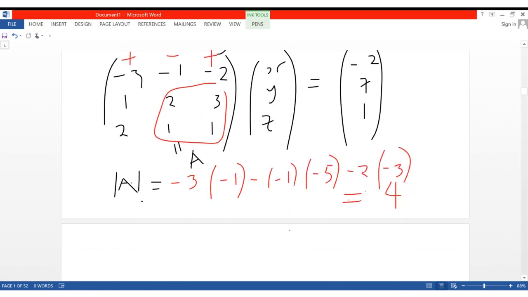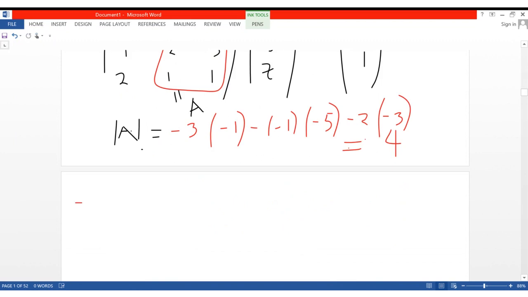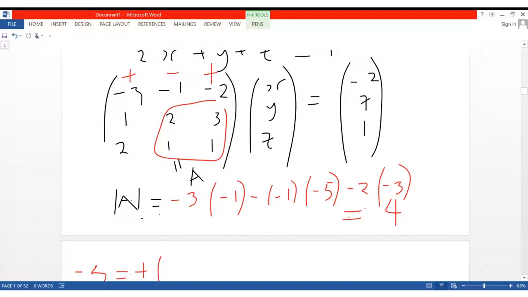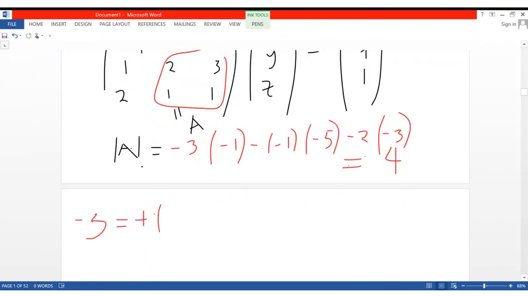So I'll start with the first element, which is negative 3. So the sign is positive. Let me block and see what I'm getting. So when I block the first one, I'm getting 2 times 1, that is 2. And then minus 3, I'm getting it as negative 1. And because the sign is positive, it just remains as negative 1.